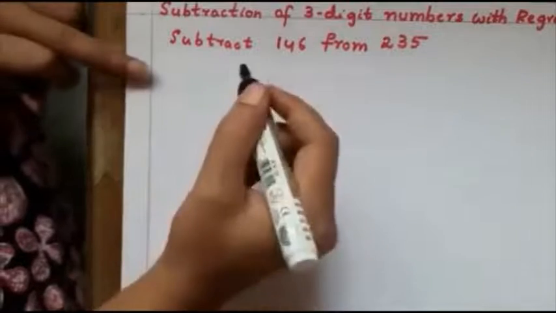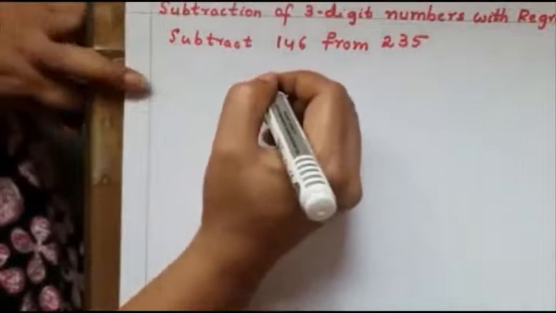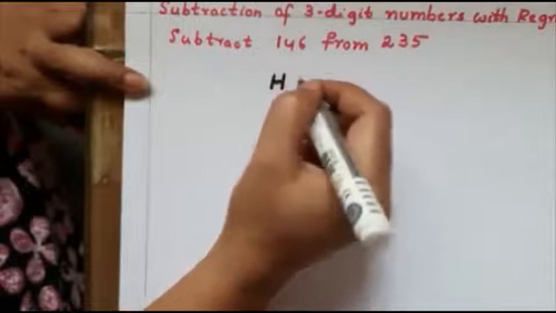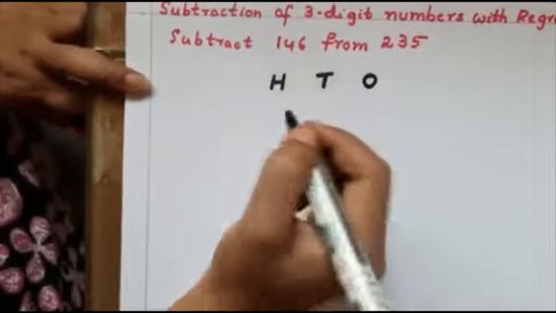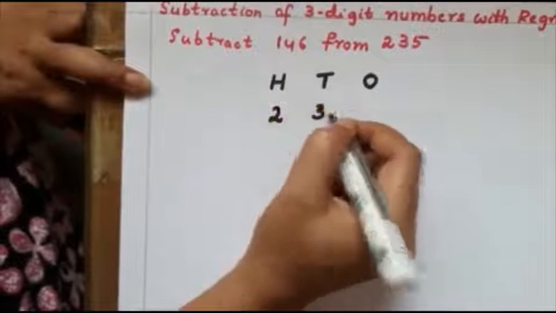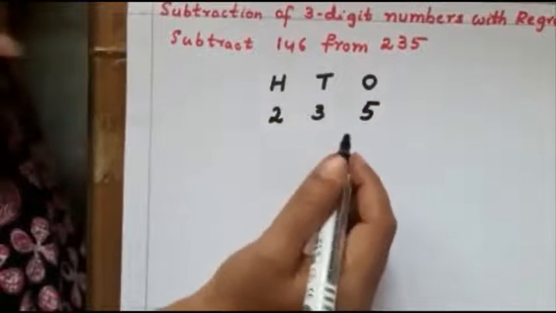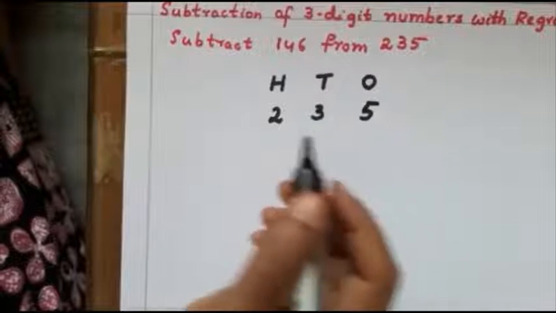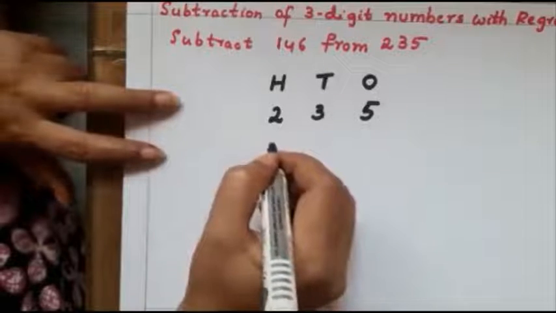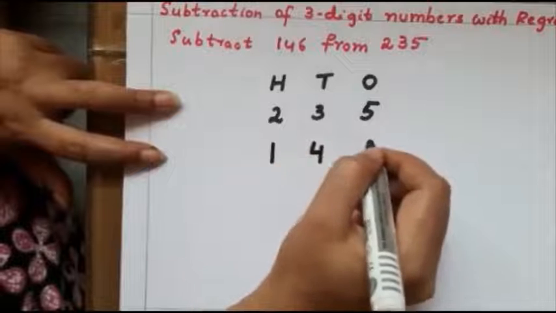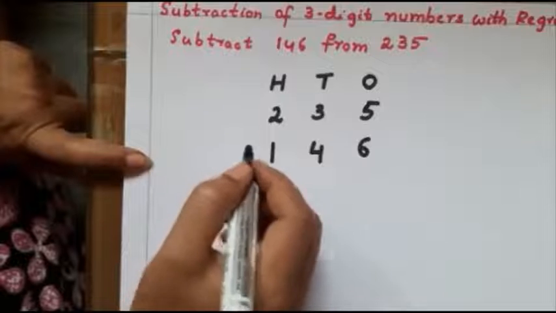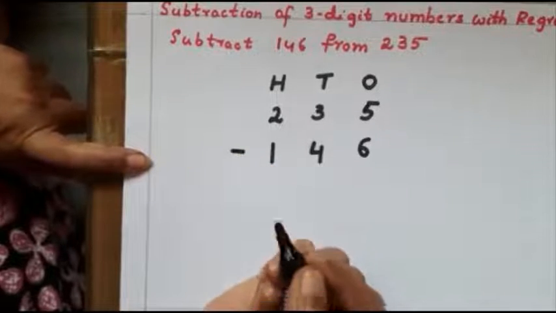So, what you will do first? You will write the place values. So, the highest place value is hundreds, tens, ones. Now, write the larger number, that is 235 chocolates that your father has bought. Now, you will subtract the chocolates you have distributed in the school. So, what have you forgotten to write here, children? Yes, to write the subtraction symbol.